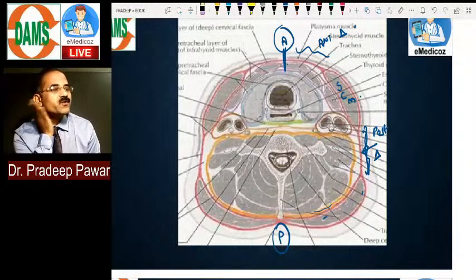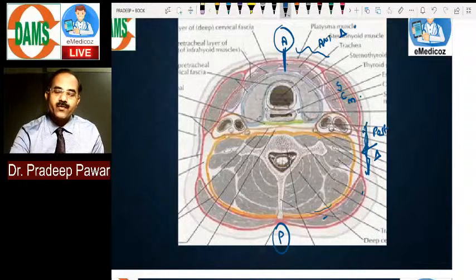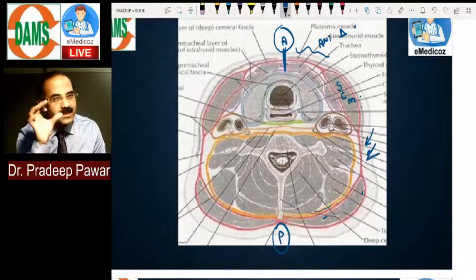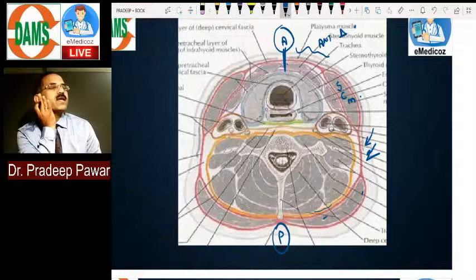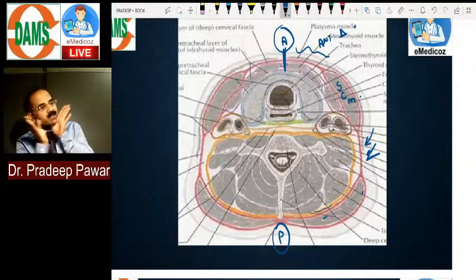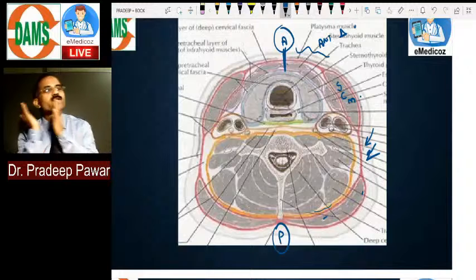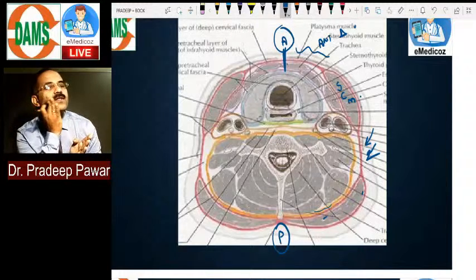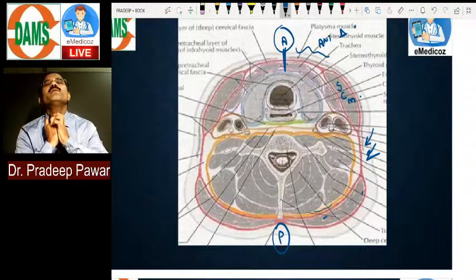What is it going to form? It is going to form the roof of the posterior triangle. Look at this. The roof of the posterior triangle is formed by the investing layer of the deep cervical fascia. It comes in front, gets the sternocleidomastoid, splits again and encloses it, and forms the roof of the anterior triangle, joining with the fascia of the opposite side in the midline.